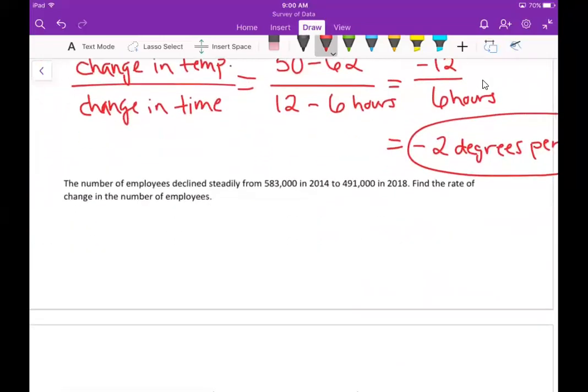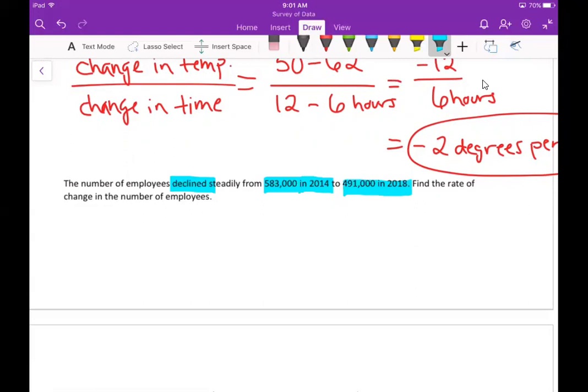See if you can try this next one. This one says the number of employees declined, so we know that rate of change should be negative. It declined from 583,000 in 2014 to 491,000 in 2018. Okay, the number of employees has changed over time. So we want to find the rate of change in the number of employees.